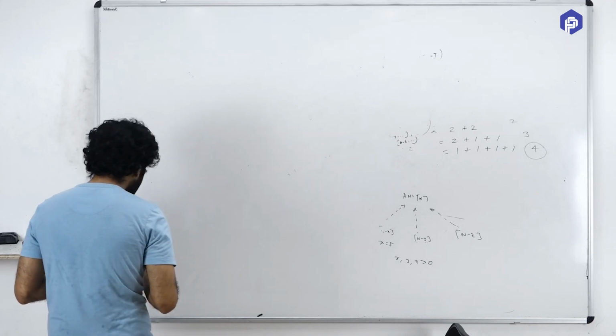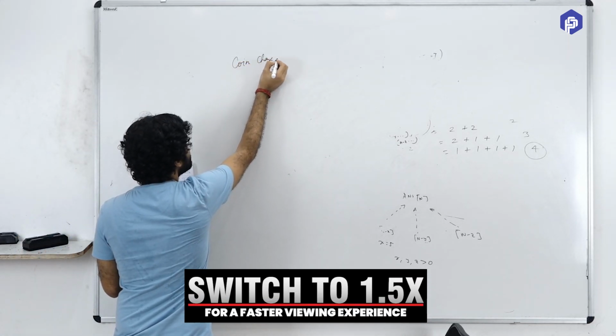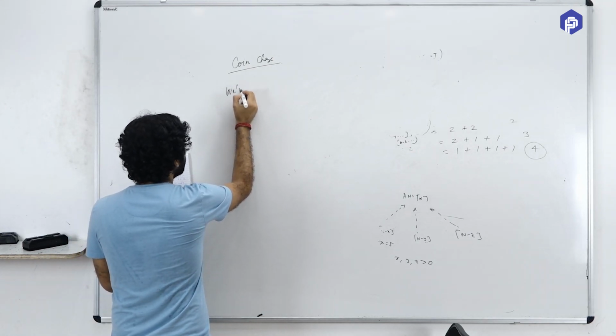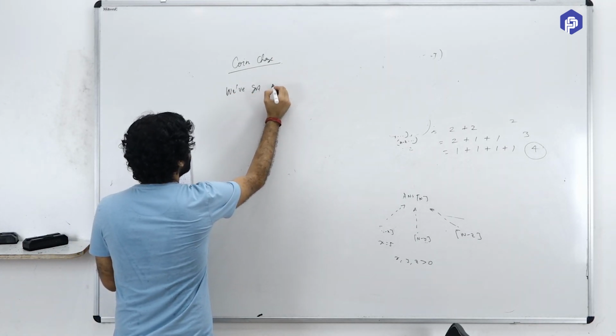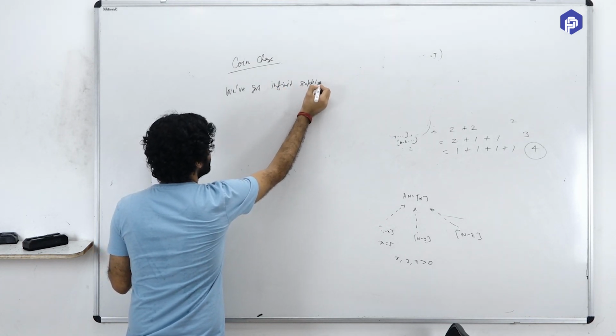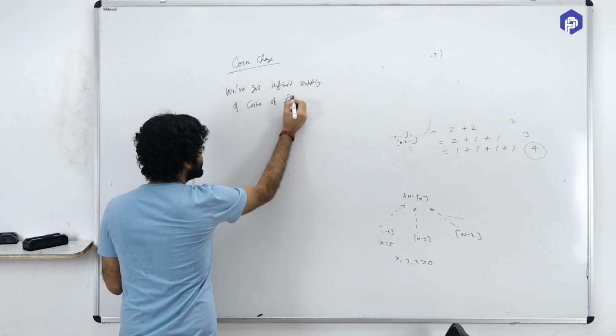So this is a well-known problem. It is called the coin change problem. So the question is saying that we have got an infinite supply of coins of the following denominations.